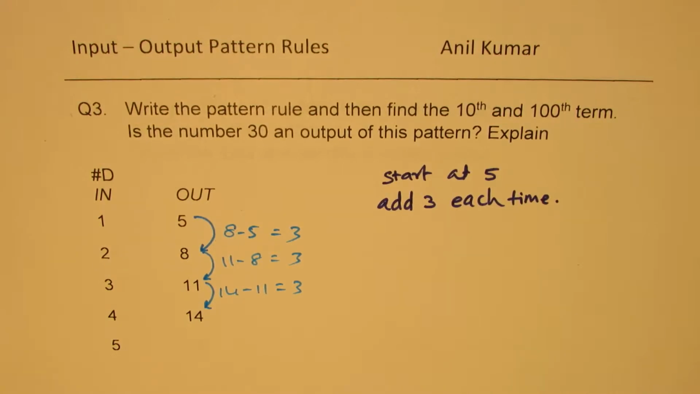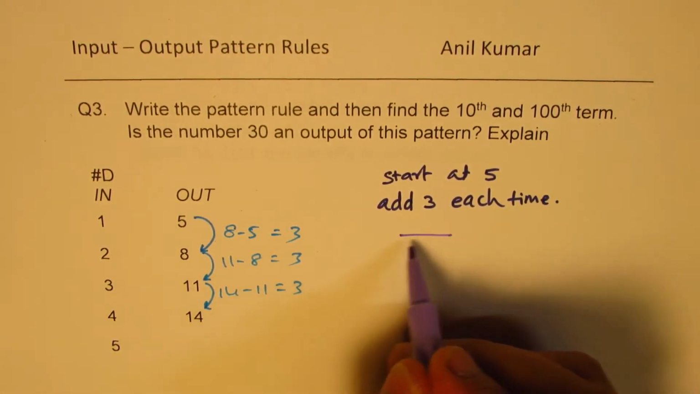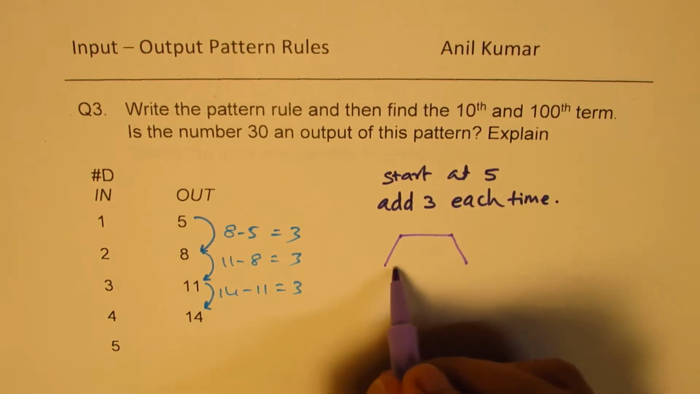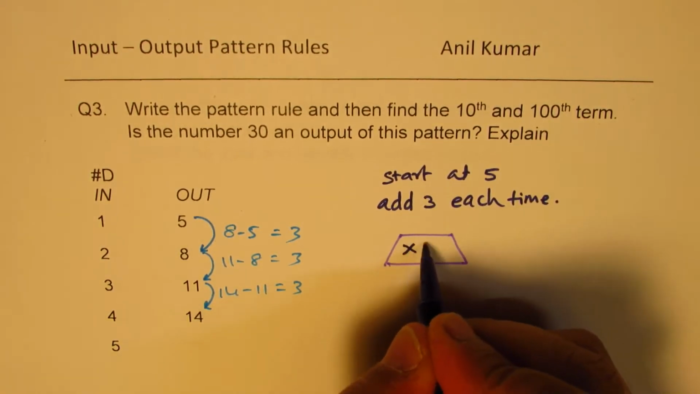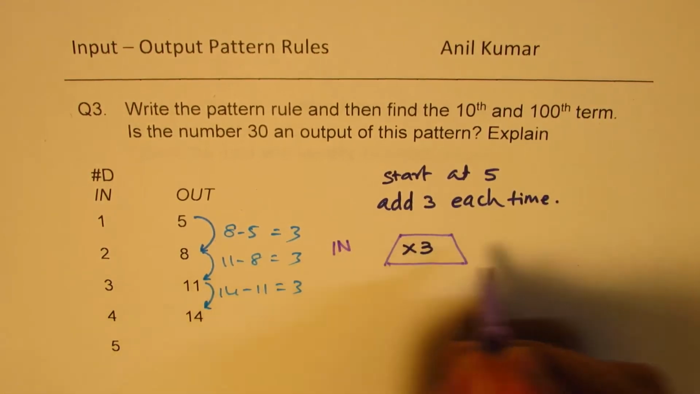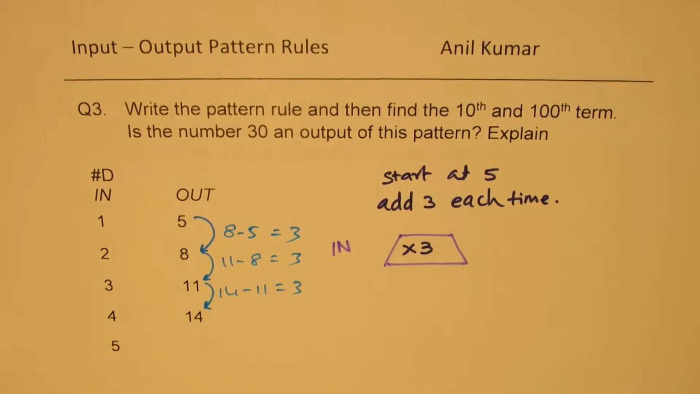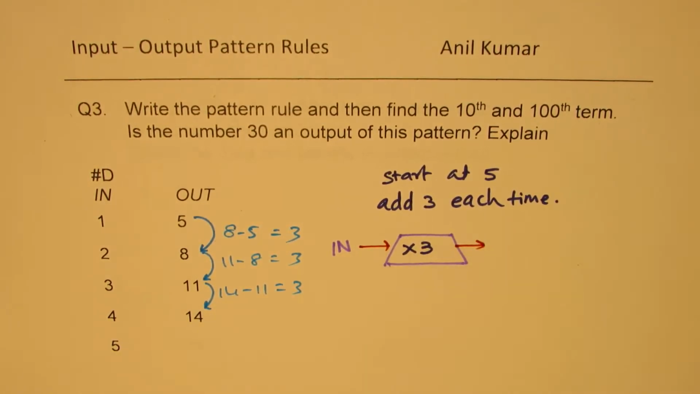So that is the pattern rule. Now, how do I define this as a machine operation? Well, what we are doing here is that to each input, we are first multiplying that input by the number 3, right? So if I have an input here, let's say input, and then what happens is we multiply it by 3.